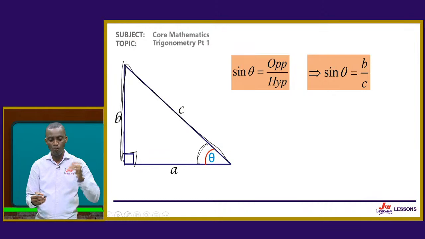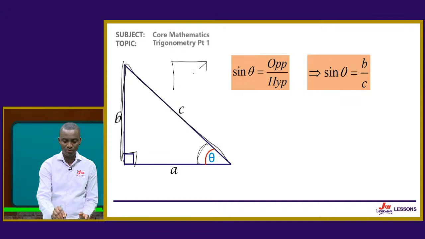So if my triangle happened to be like this, this is the right angle triangle, and I put theta here, and here is 3, here is 4.